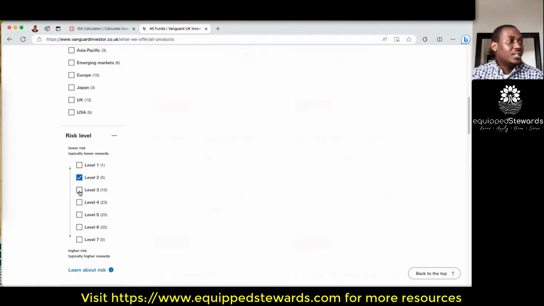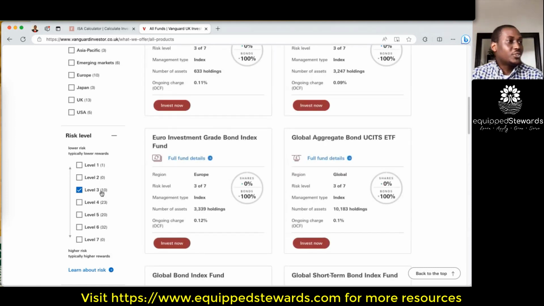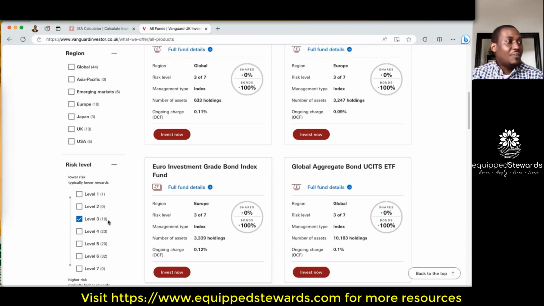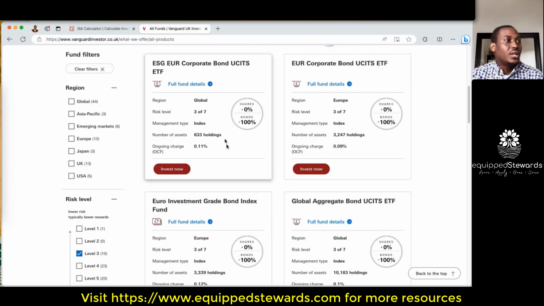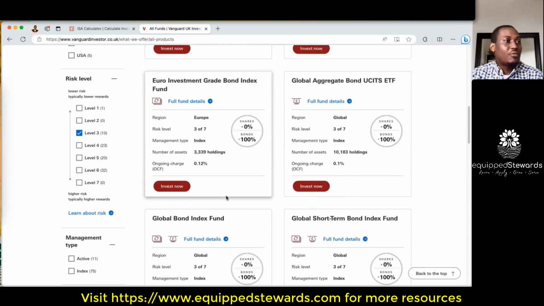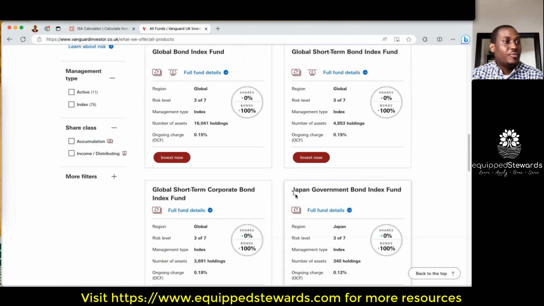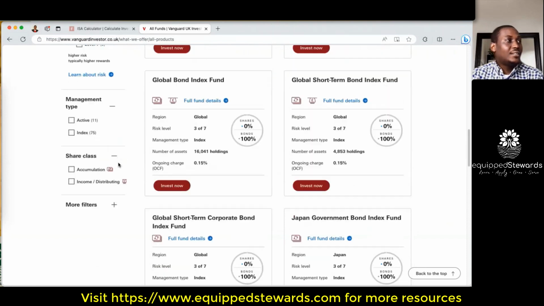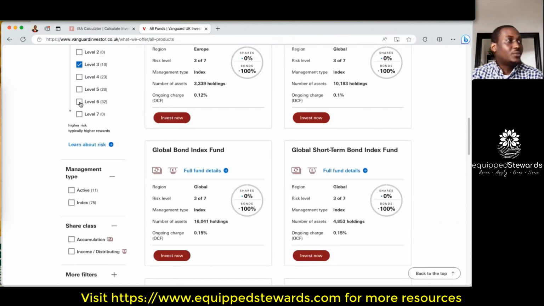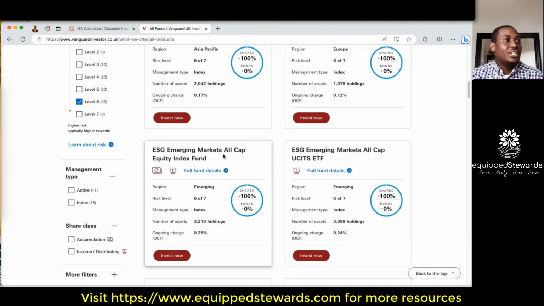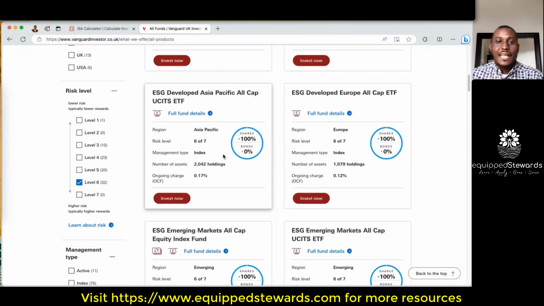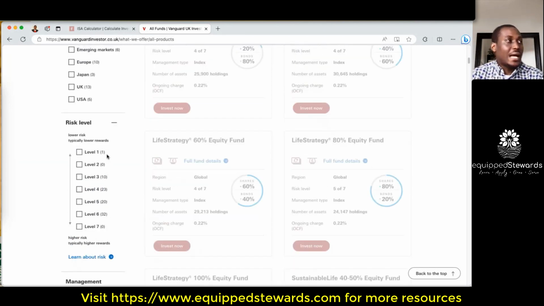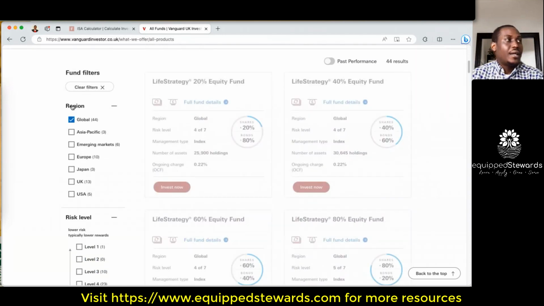there is 0. So level 3, we have 10. The number of funds available is shown here. Level 4 is shown. And as the level of risk increases, you can see it's moving from cash. Now it goes into corporate bonds. It goes to investment grade bonds, like we mentioned. Then Japanese government bond is in level 3. And you can go down up to level 6. Now, level 6 now is where you talk about investment in equities mainly.